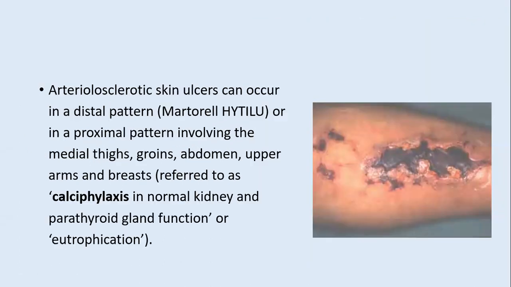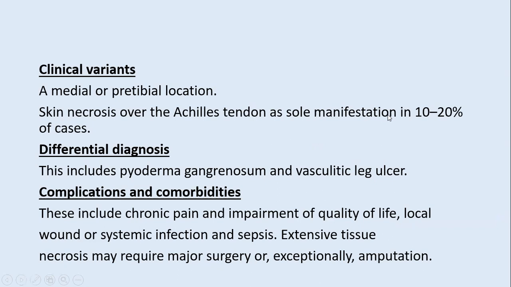The arteriosclerotic skin ulcers occur in a distal pattern, which is the hypertensive ischemic leg ulcer as shown before. It is also seen in a proximal pattern involving the medial thigh, groin, abdomen, upper arm, and breast, which is referred to as calciphylaxis, as you can see in the picture in which the ulcer is shown on the thigh. The clinical variants are the medial or pretibial location and skin necrosis over the Achilles tendon as the sole manifestation.